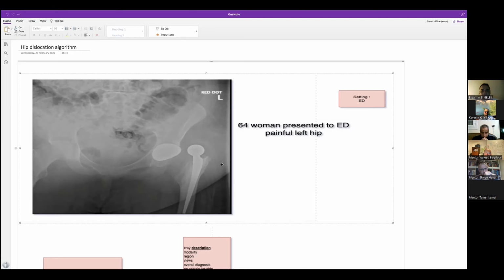Okay. After that, I'll try to do a closed reduction in ER. If not successful, I'll discuss. This is a complex case, I'd like to discuss. How would you do this patient in ER? I'll introduce traction with lateral traction, so with someone supporting the pelvis for me, and I'll do longitudinal traction with lateral traction. Okay, so I will stop here.